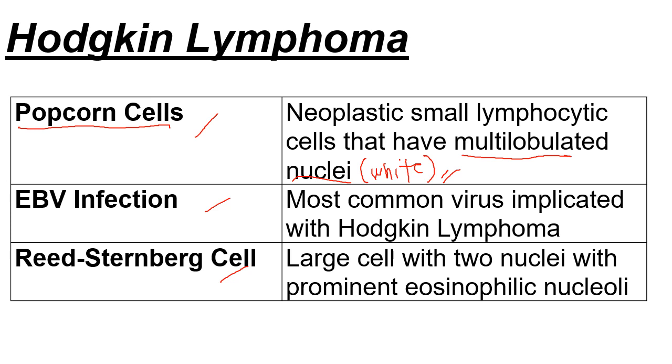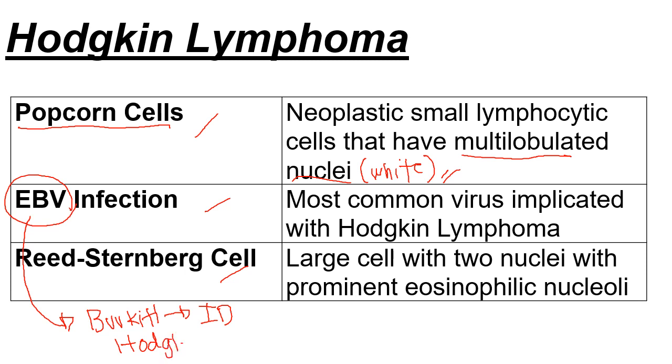Okay? And then, actually, Hodgkin's is associated with EBV infection. So, we have two types of lymphoma associated with EBV. We have Burkitt's. Anong type of Burkitt's ang associated with EBV? Yung ating immunodeficiency type. And your Hodgkin's lymphoma.